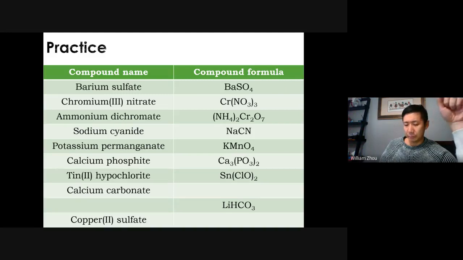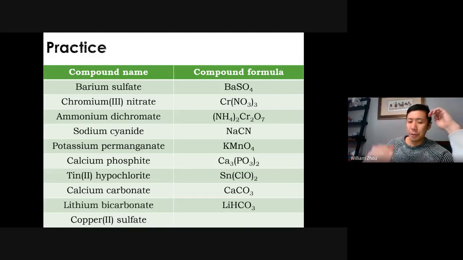And the next one, calcium carbonate. Calcium is Ca. Carbonate is CO3. Moving on, LiHCO3. Li is lithium. HCO3 is hydrogen carbonate. Or if you want the short one, bicarbonate, lithium bicarbonate. Notice that lithium and calcium don't have Roman numerals because they're not multivalent.